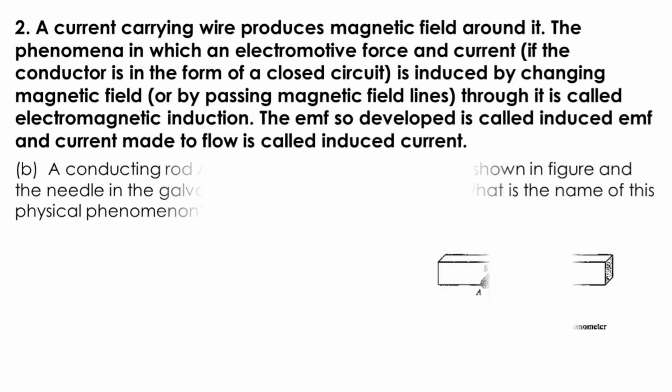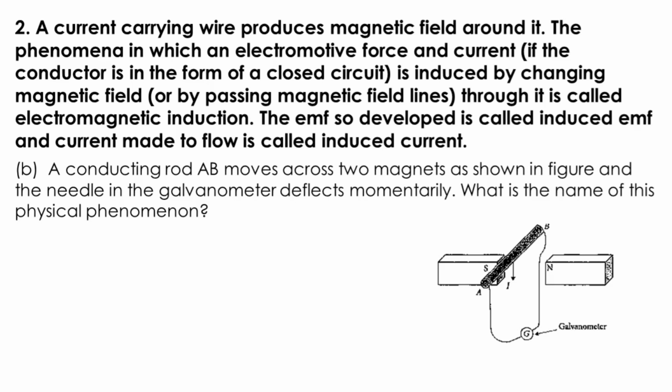So the answer is the magnet should be moved towards or away from the coil parallel to the axis of the coil. Second question, a conducting rod AB moves across two magnets as shown in the figure, and then the needle of galvanometer deflects momentarily. What is the name of this physical phenomenon?